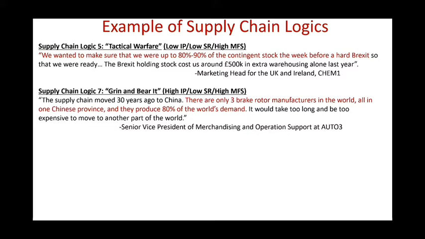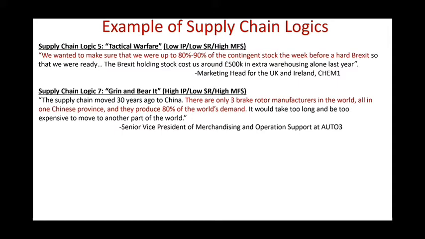And in those types of instances, there's an example here from the VP of Merchandising and Operations Support at Auto 3. What this individual said is the supply chain for brake parts and brake rotor manufacturing moved to China 30 years ago. There are only 3 brake rotor manufacturers in the entire world, and all of these are located in one Chinese province, and they produce 80% of the world's demand. It would take too long and be too expensive to move the suppliers out of those locations. And this is despite a 20% tariff on steel and aluminum.